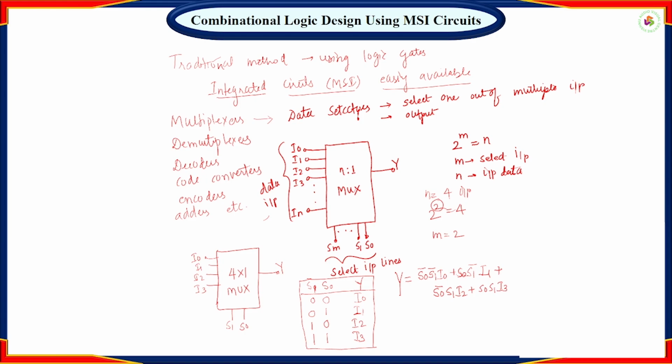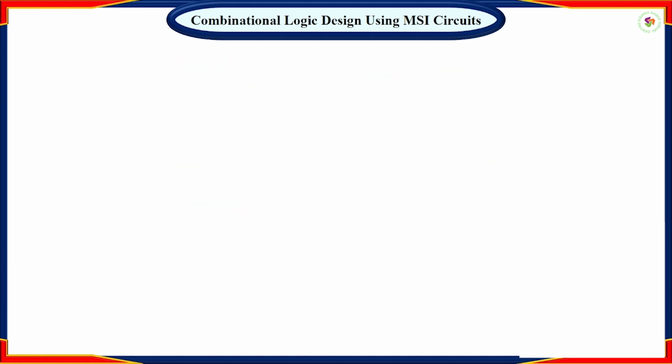This is the output equation for this 4 into 1 multiplexer, and from this we have seen how to draw the logical diagram by using logic gates such as AND gate and OR gate. But today we are going to see the design of this combinational circuit, that is, multiplexer (MUX) using ICs, integrated circuits. So let us go with this.